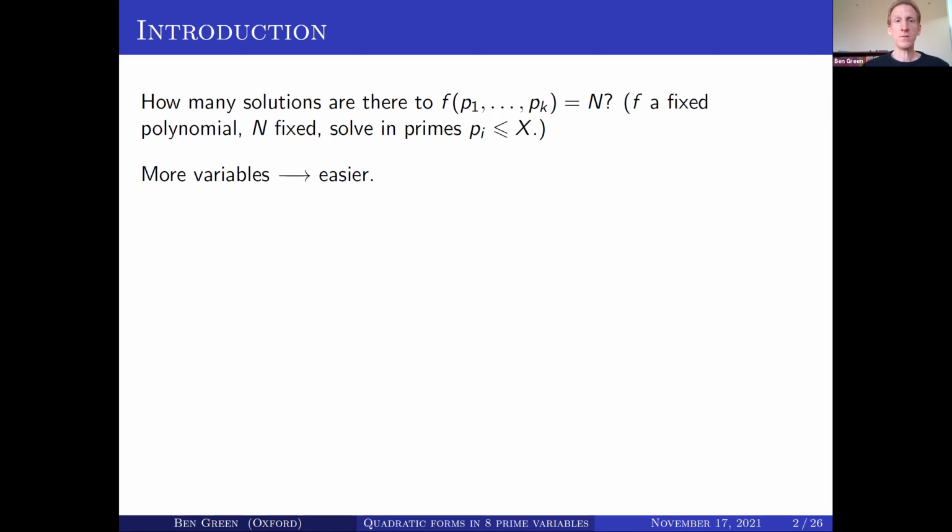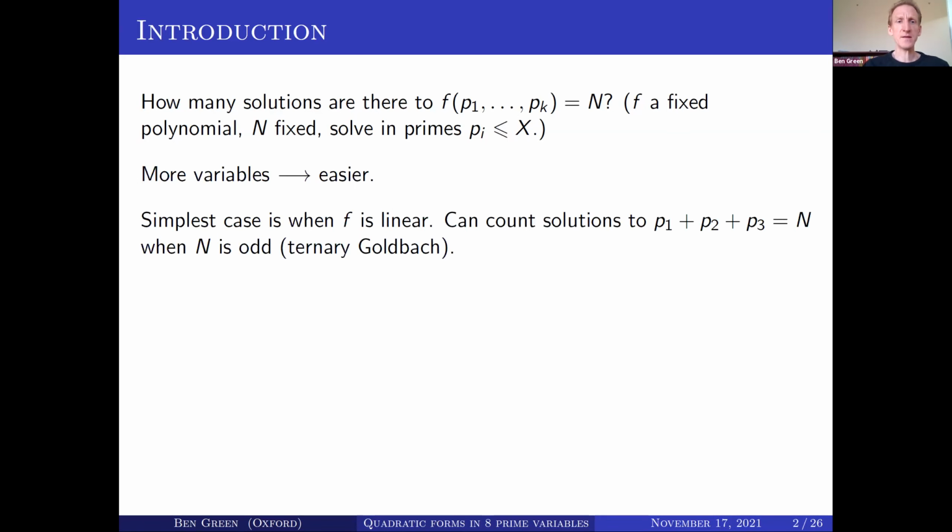In general, more variables makes for an easier problem. Higher degree of f makes for a harder problem. So the simplest case is when f is linear, and there we've been able to handle as few as 3 variables for about 100 years.